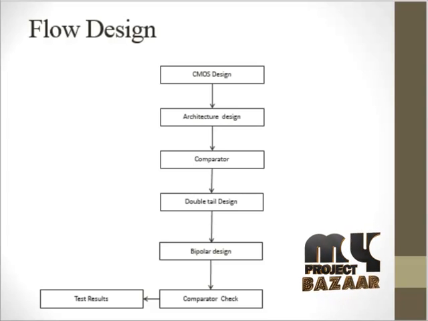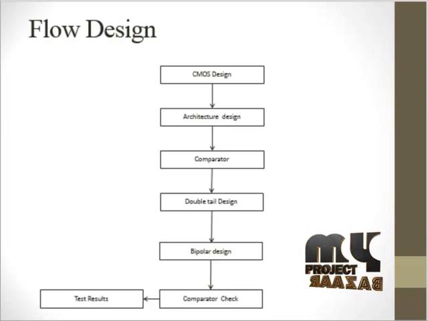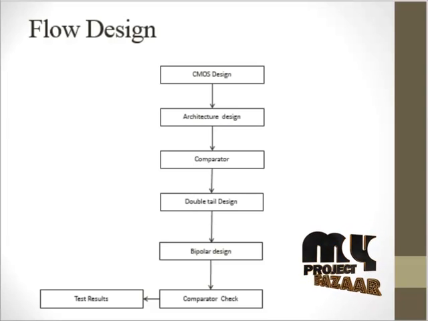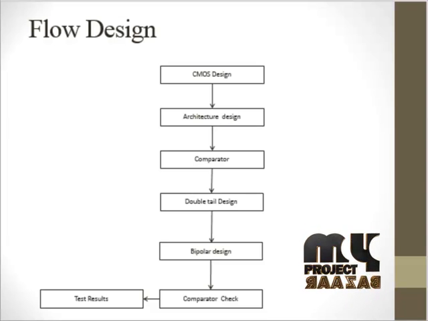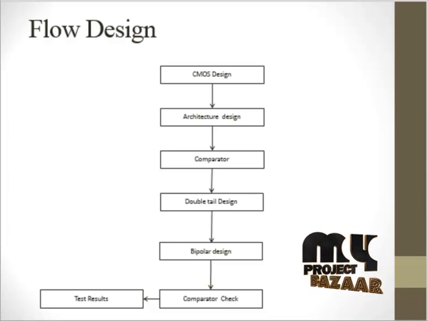Now we are going to discuss our product's flow diagram. Our product is designed in Tanner for CMOS design, so the CMOS design process includes PMOS and NMOS. In the comparator we get the single dynamic comparison. We give the inputs A and B, the architecture takes both inputs at the same time, and we get the output in CMOS technology, which includes NMOS and PMOS.